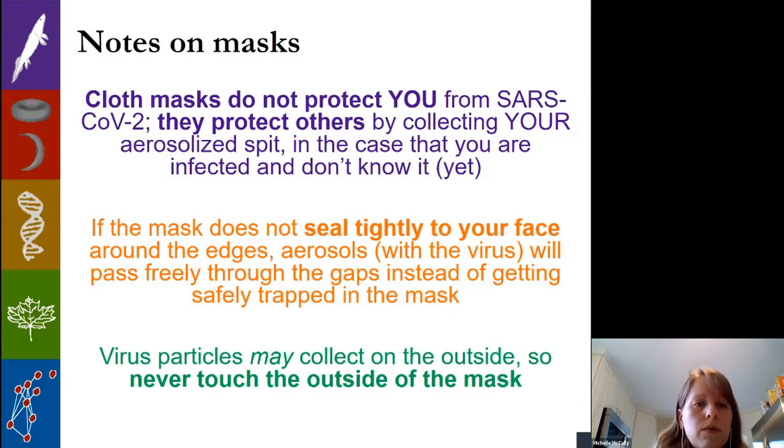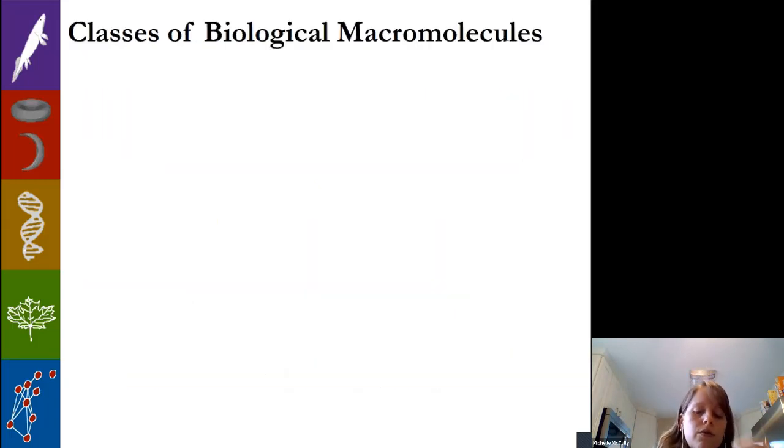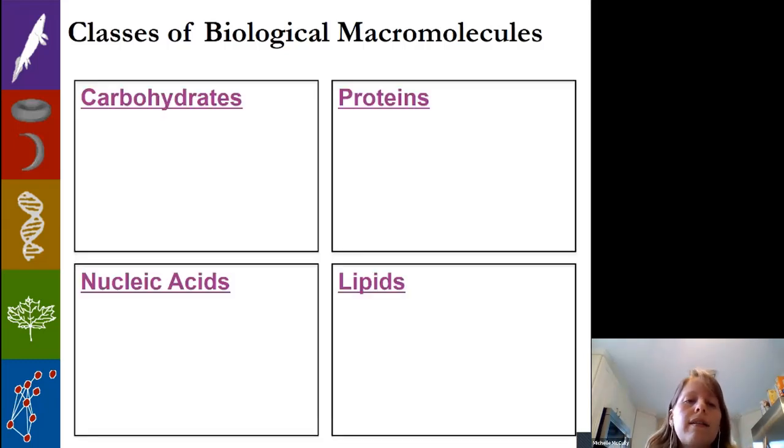Okay, so let's move on now. That was size and scale. So I want to tell you now about some of the types of molecules that I think a lot of you had the most trouble with because you're the least familiar with. There are 4 major classes of biological macromolecules: carbohydrates, proteins, nucleic acids, and lipids.